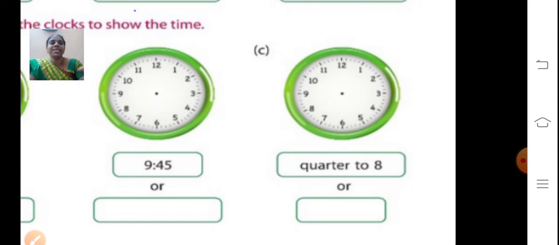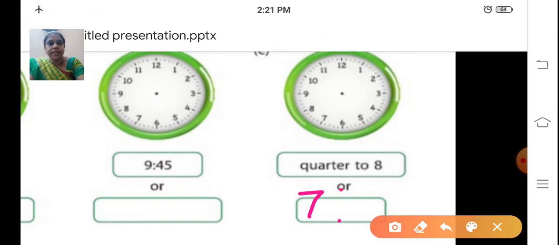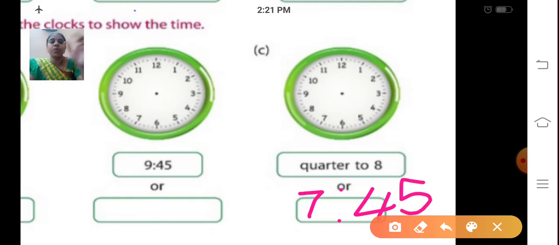So quarter to 8 means, first we'll write the time. It didn't reach 8 fully. So it is at 7 only. So time is 7:45. Quarter to 8 means 15 minutes is there to reach 8. So it didn't reach 8. So we should write only 7. Don't forget, don't write 8 there. So how to write the time? 7. Don't write 8. That is wrong.